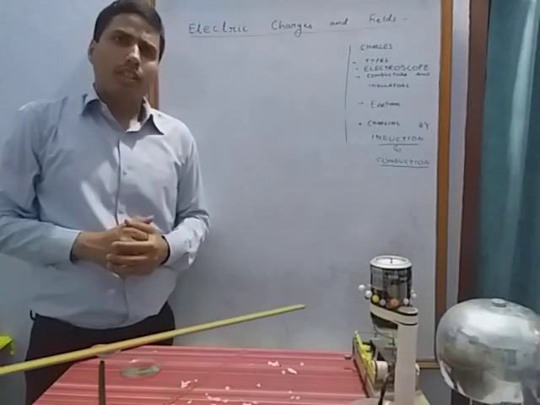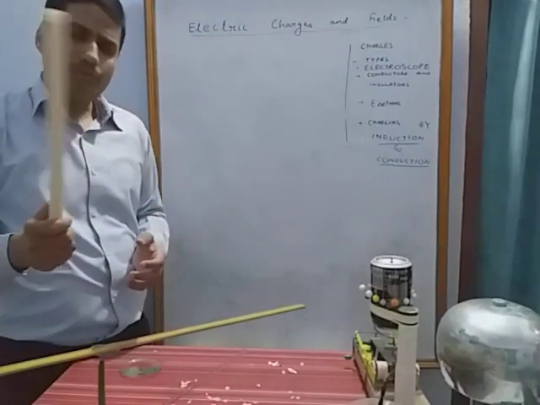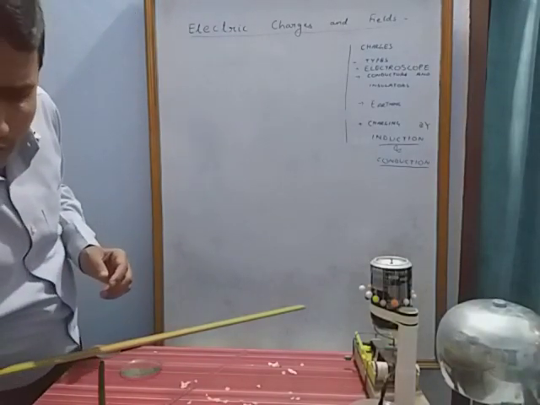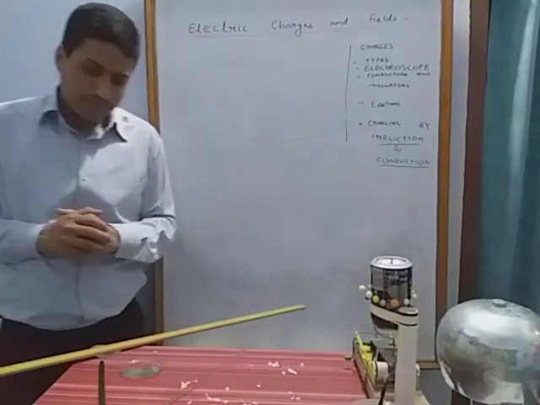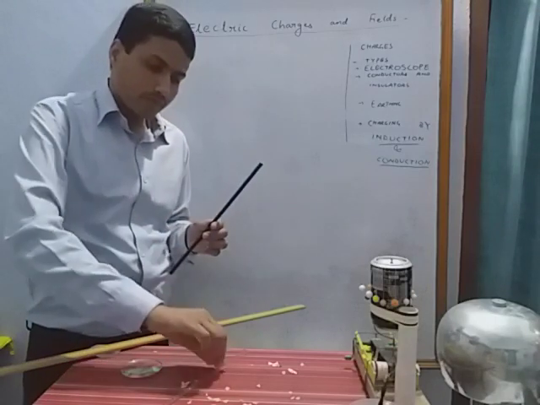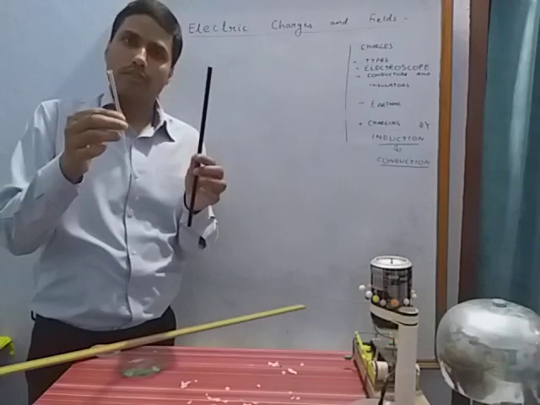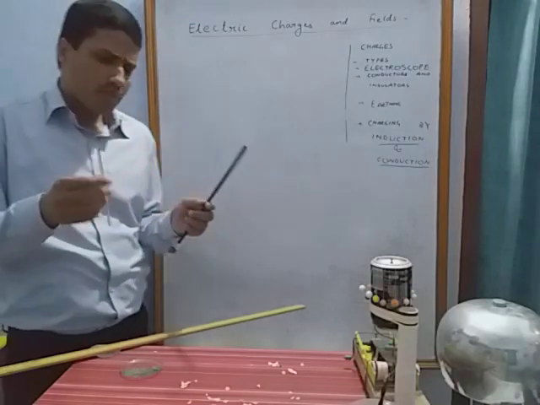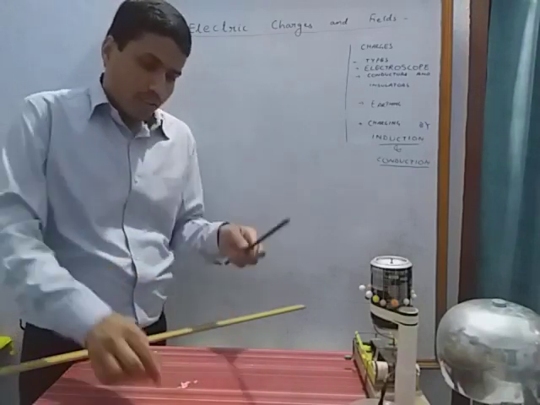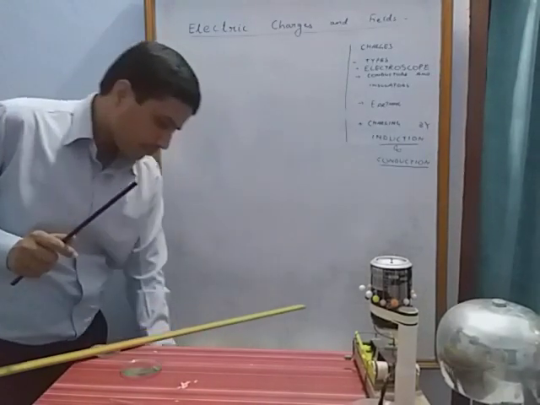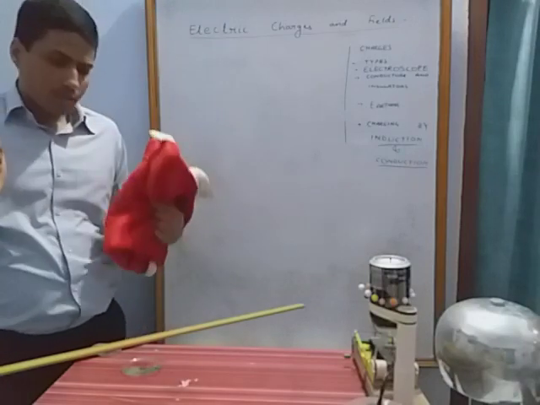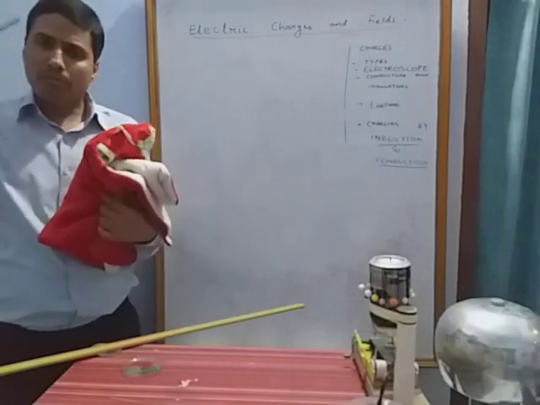Types of charges. Just now we saw some activity wherein I charged some PVC pipe against my hair and it got electrified. Here I have an ebonite rod and this is a glass rod. When rubbed with suitable materials, they also can get electrified. Ebonite rod, if rubbed with fur, develops charge.